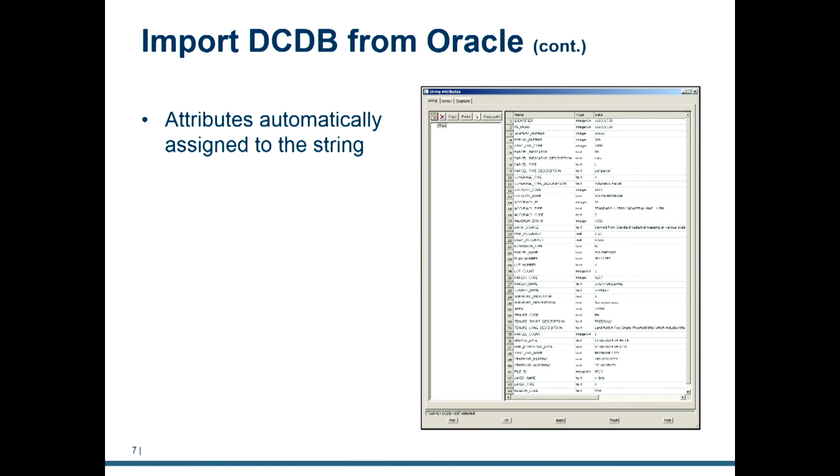Another side benefit of this is when we import the DCDB, 12D automatically brings all that string information down and attaches it to the string. You can see just on screen how rich that information is. There's a lot of data there that will be of benefit to different users.